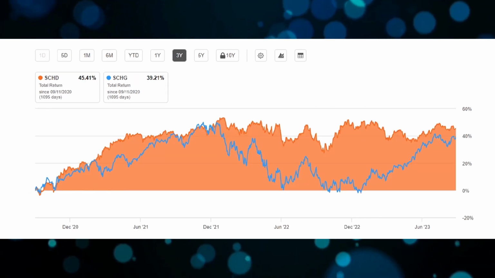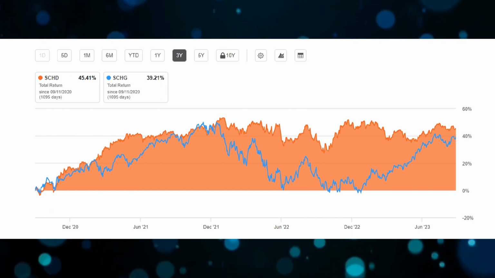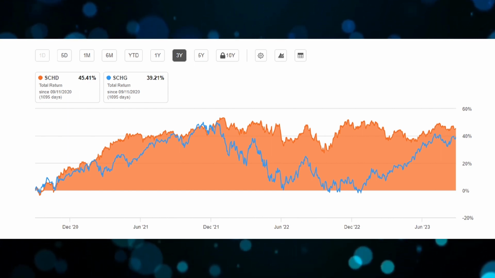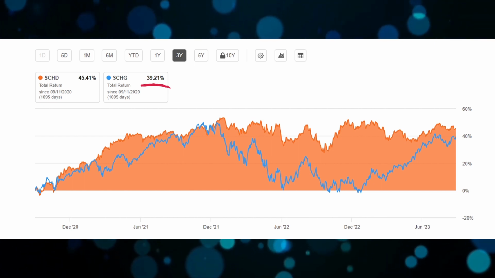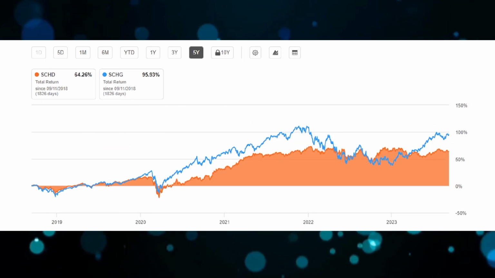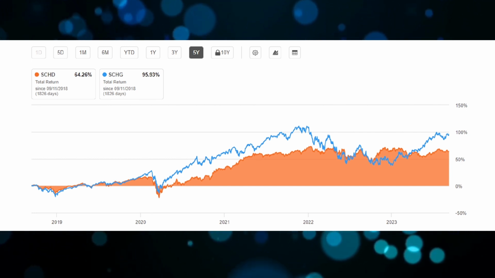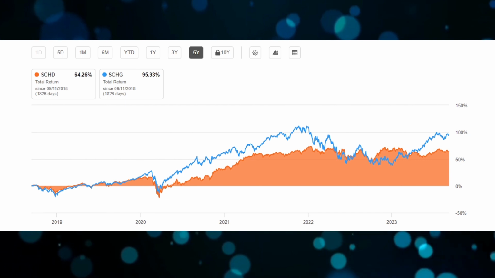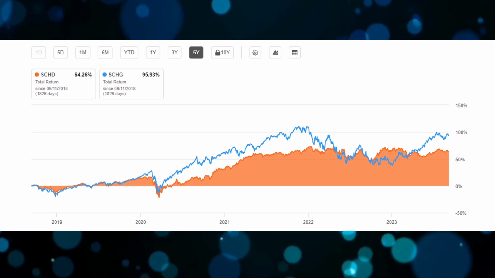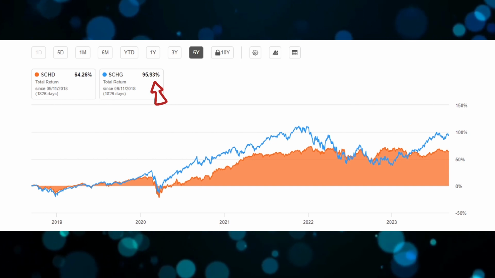But here's where it gets interesting. Over the last 3 years, investors would have been better off with SCHD, which delivered a solid 45.41% return, compared to SCHG's 39.21%. In my opinion, both of these returns are still quite respectable. Now, let's zoom out and take a 5-year perspective. Over a whopping 1,826 days, SCHD has posted an impressive 64.26% return. However, SCHG takes the spotlight here with an incredible 95.93% return.